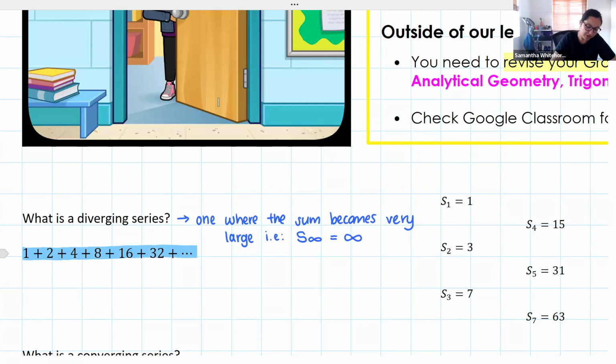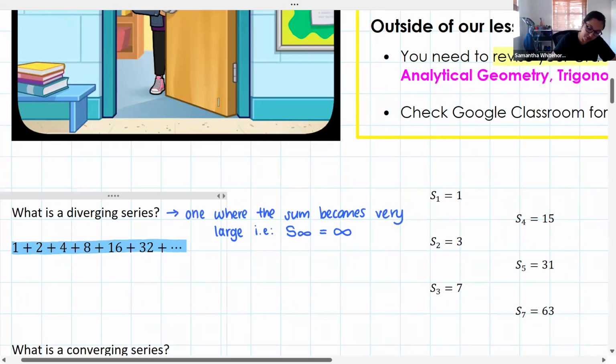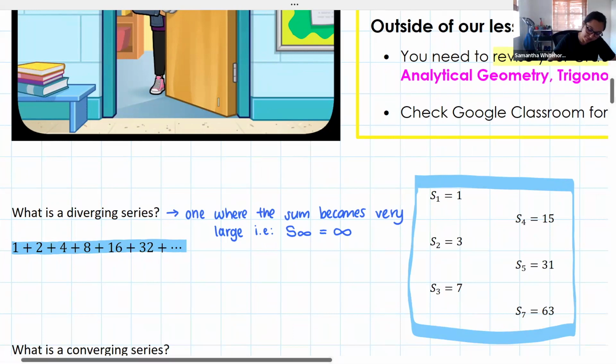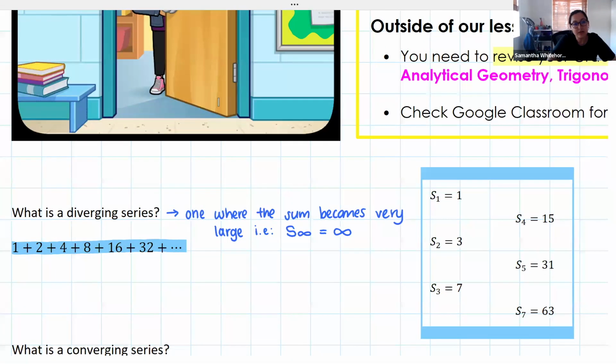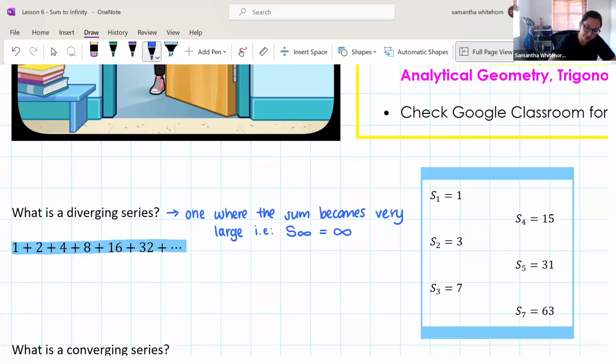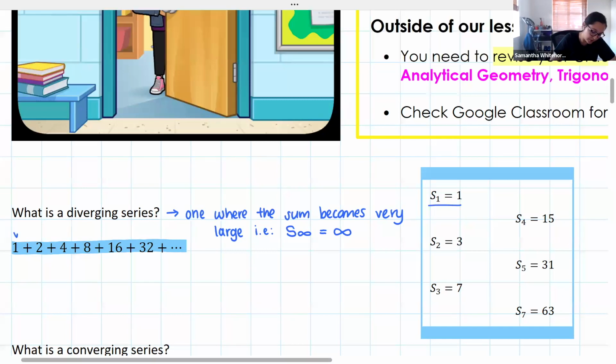So if we started to find the sum of those terms, which you can see in this block over here, as we find the sum of the terms, what we can see is that the sum just keeps getting bigger. So the sum of the first term, so just 1, is 1. The sum of the first two terms, so 1 plus 2, is 3. The sum of the first three terms, 1 plus 2 plus 4, is 7. And so we keep going.